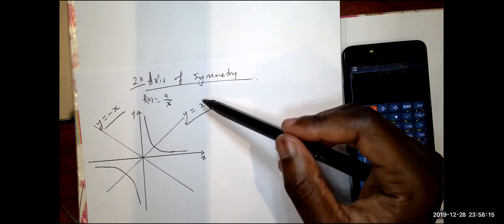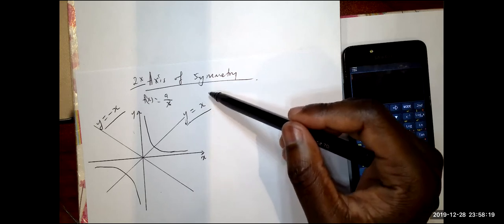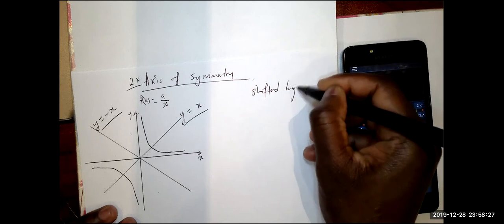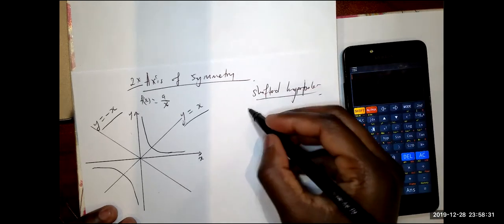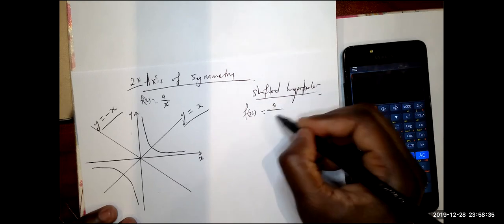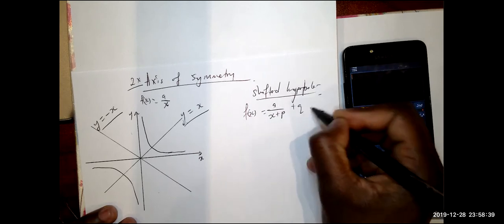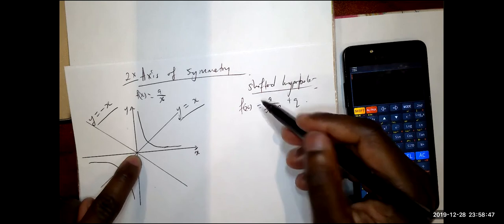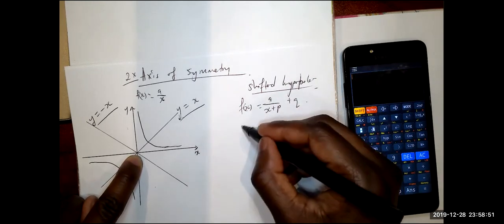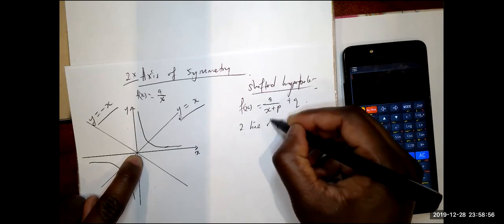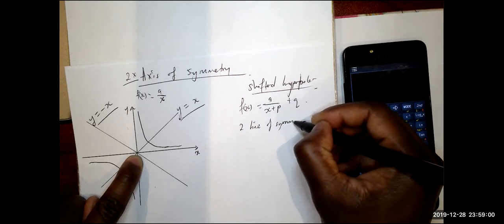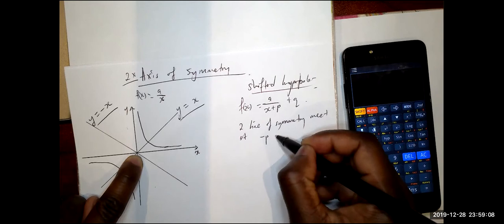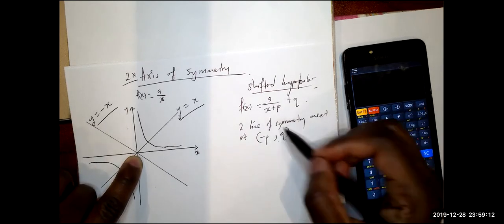But now let's see what's going to happen if you shift your hyperbola. For a shifted hyperbola, f of x equals a over x plus p plus q, you know that the two lines of symmetry meet, or intersect, at negative p, q. So these two lines meet at negative p and q.